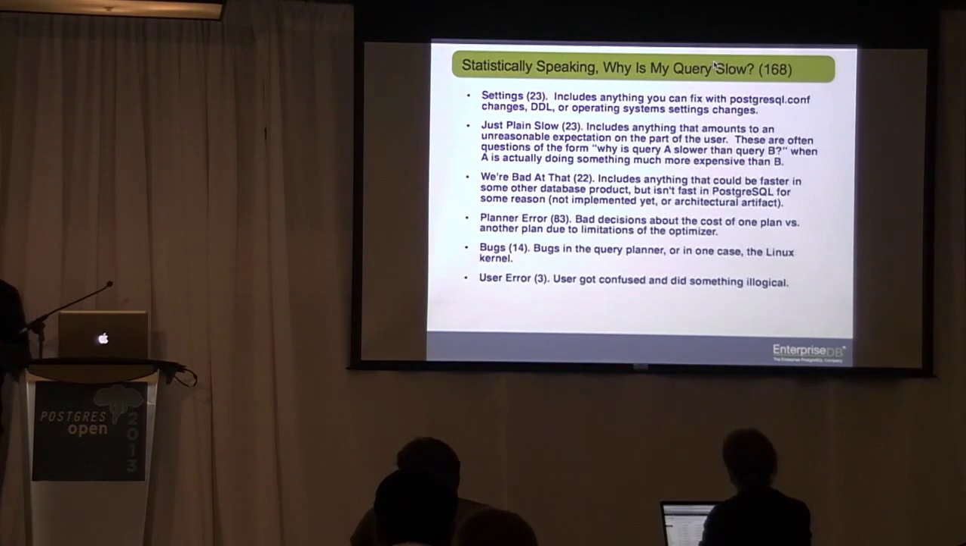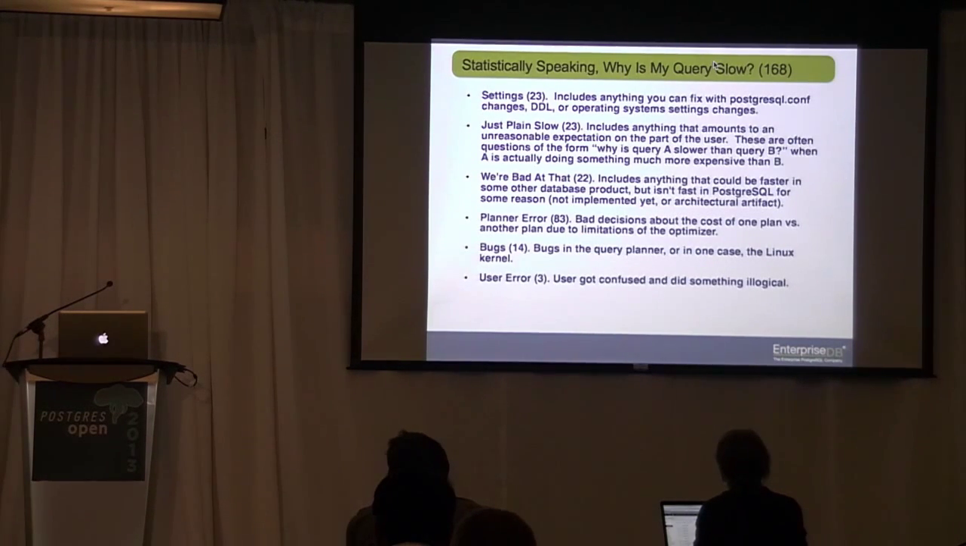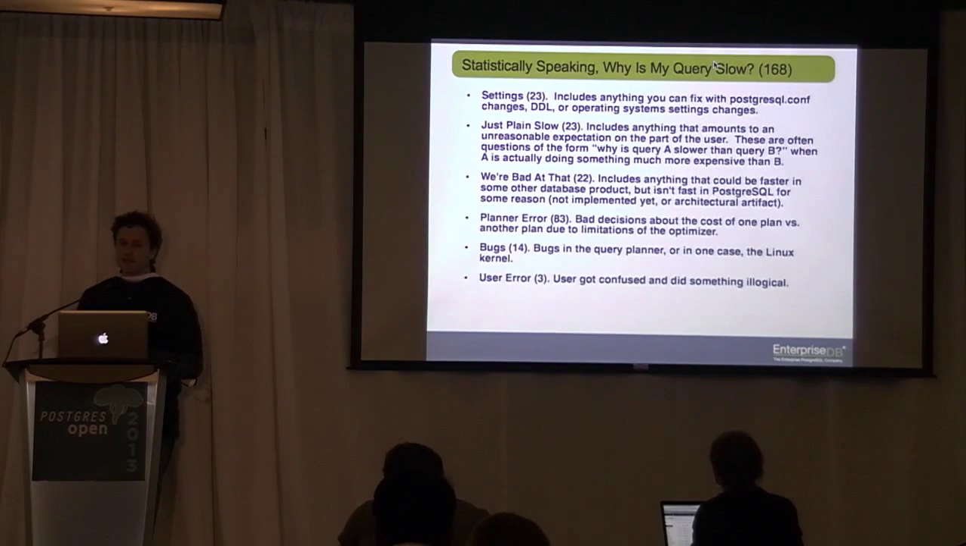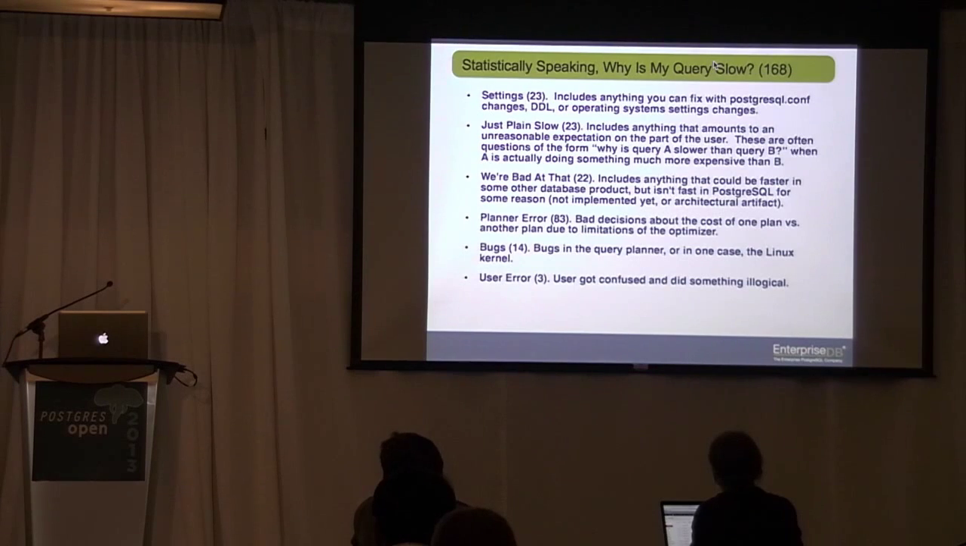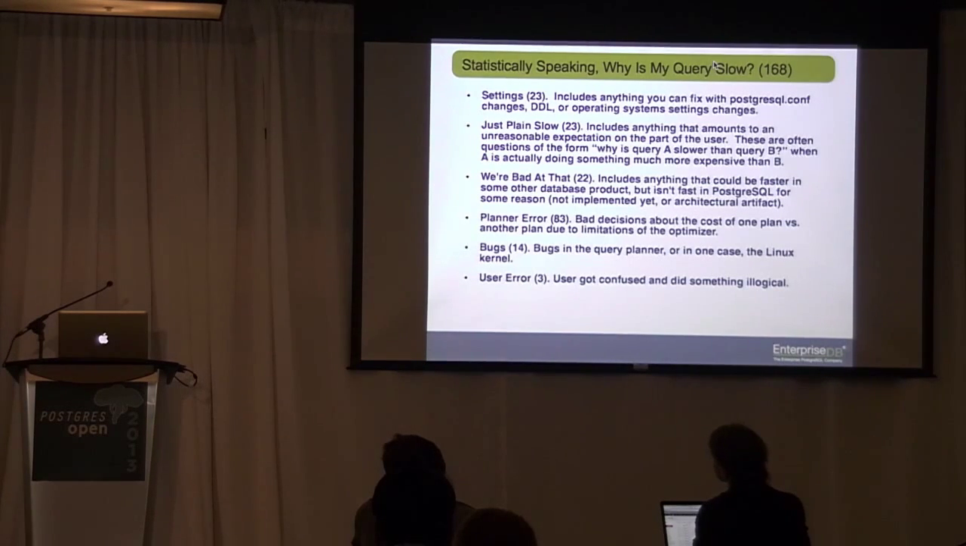So maybe they needed to modify PostgreSQL.conf, or they needed to make some DDL changes, or maybe they even needed to change an operating system level setting. And then I had 23 cases where I said that the problem is that that's just plain slow. You're asking for something to be fast, which fundamentally can't really be fast. So the problem isn't Postgres or your machine or anything else. The problem's you. The problem is you don't realize how much work you just asked the system to do.